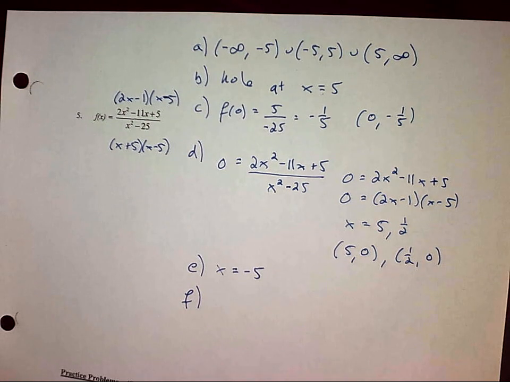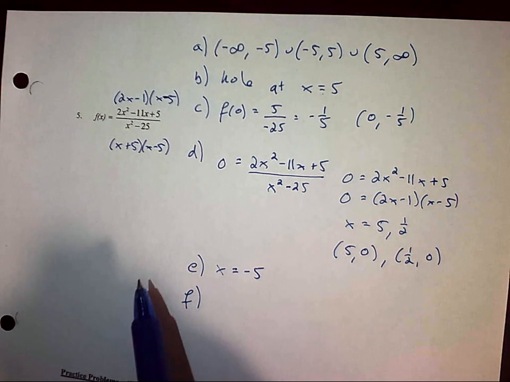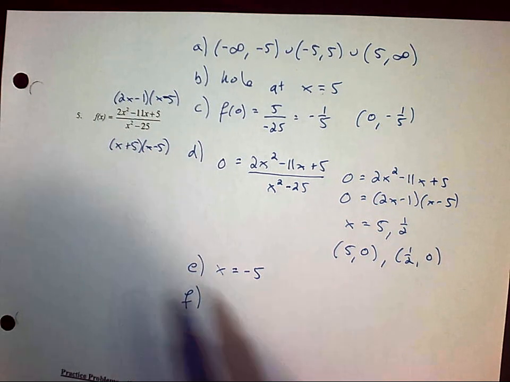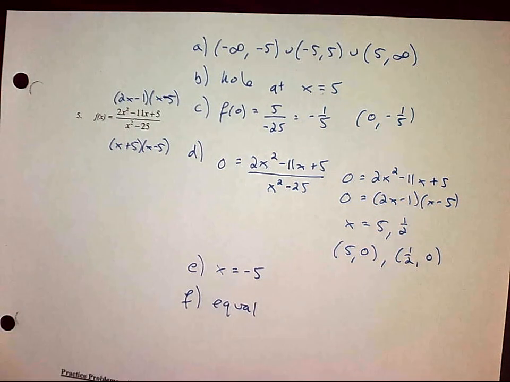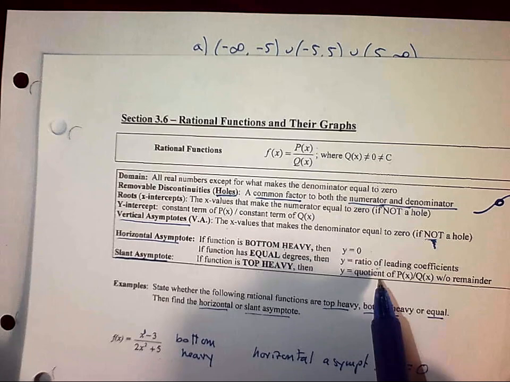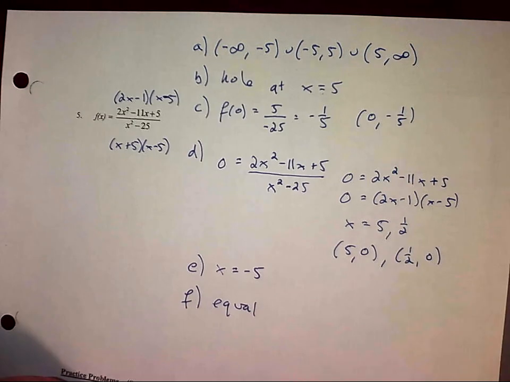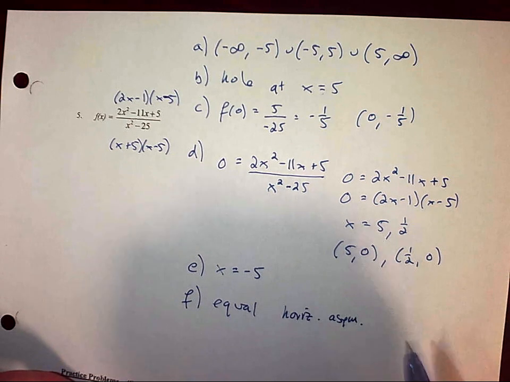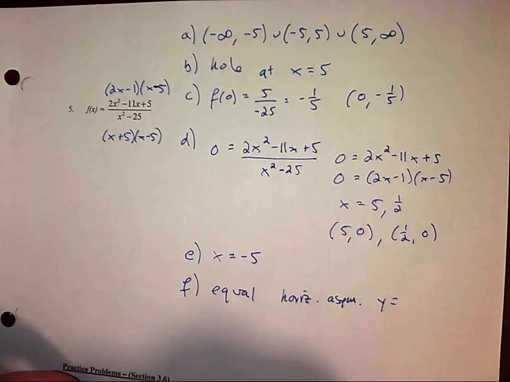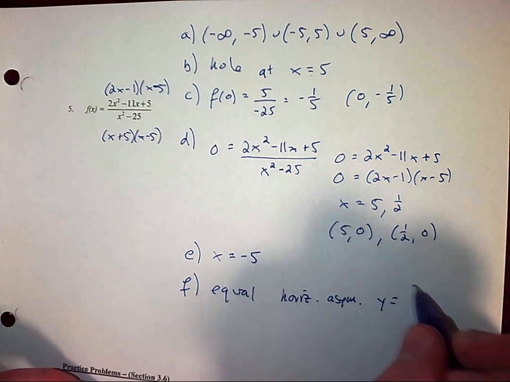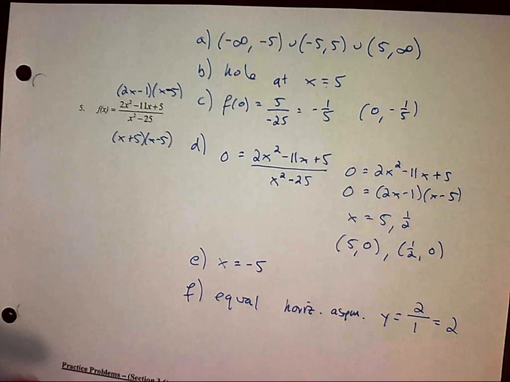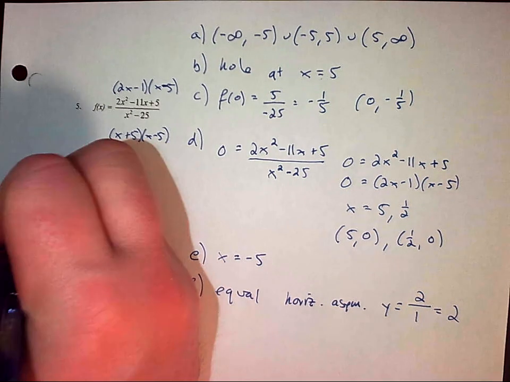F, we're going to try to find the horizontal or slant asymptotes. That's where we compare the degree of the polynomial in the numerator to that in the denominator. Here we have that it's 2. Here we have that it's 2. So we're equal. And whenever we're equal, our horizontal asymptote is going to be the ratio of our leading coefficients. In our numerator, it's 2. In our denominator, it's 1. So therefore, y is equal to 2 is our horizontal asymptote.